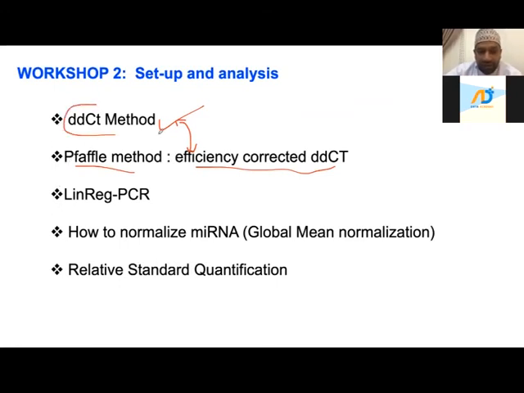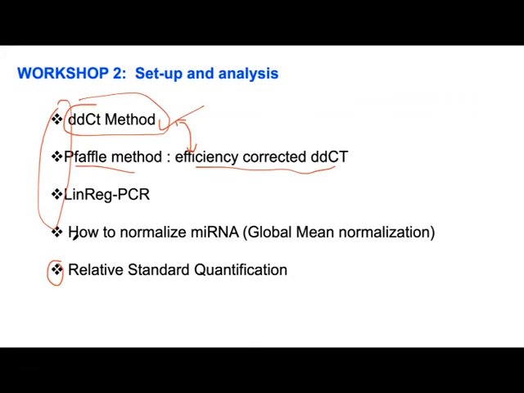Delta CT is commonly used if you have very few samples. But if you have many samples, then you have to shift to the linear regression PCR or Pfaffl method. They are different from the delta CT method, but it all depends on how many samples, how many groups, and whether you can fill the whole plate or not. And then the other method I'm going to discuss is the relative standard method.